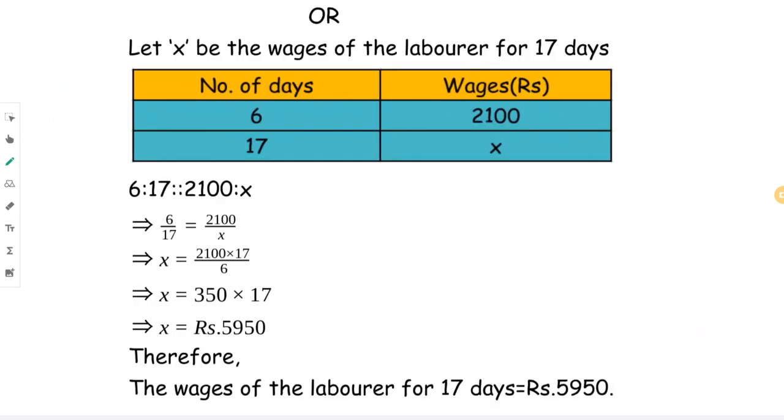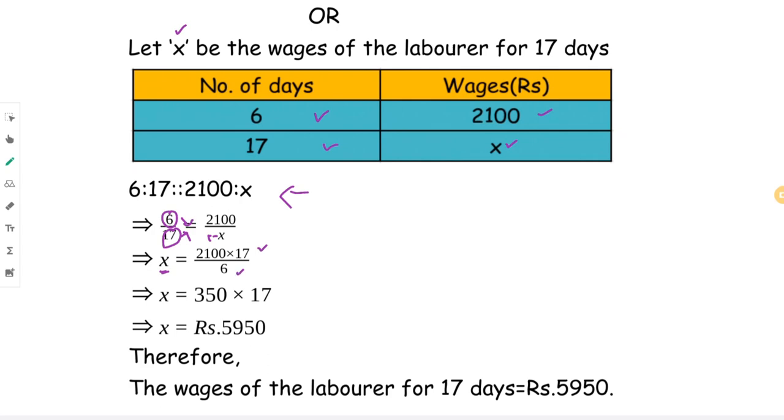So next will just be the other way. Since we don't know how much he earns in 17 days, we'll take it to be x, right? Then 6 days, how much does he earn? 2,100. Let's find for 17 days. So from the table, this is what we'll be getting. Now let's start the cross multiplication. This x will go up, and even this 17 will go up to the numerator, and then this 6 will go down to the denominator.